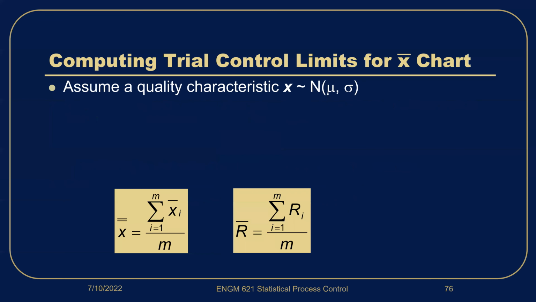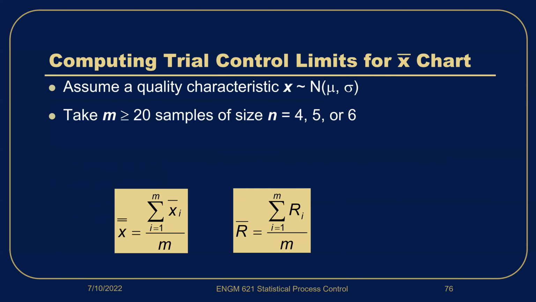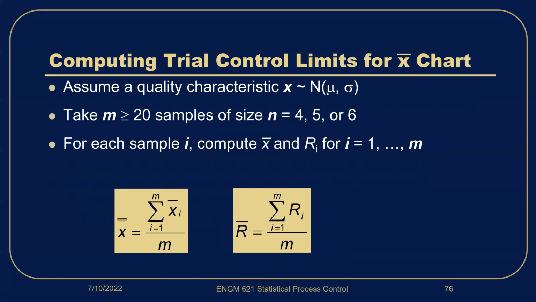Let's compute trial control limits for X-bar chart. Assuming for quality characteristic X, we take m samples. M is no less than 20. For each sample, the sample size n is either 4 or 5 or 6. For any sample i among the m samples, there is an X bar i and Ri. So for m samples, we have X double bar and R bar as the average of the m.